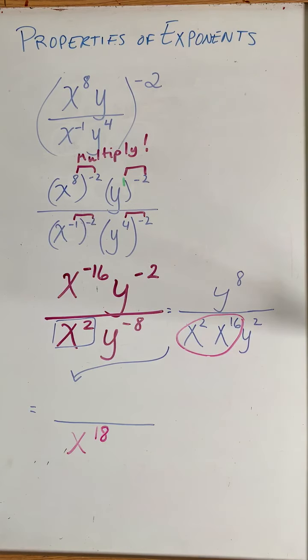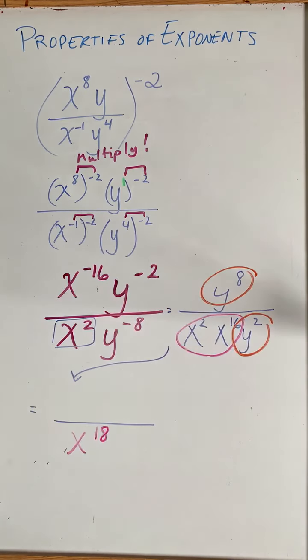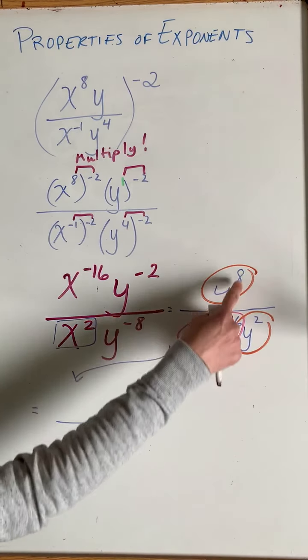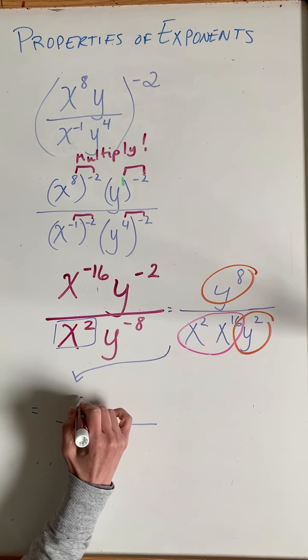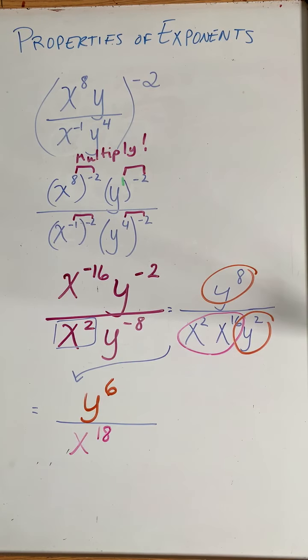And then to combine the y's, so we're going to combine these two now. And we're dividing those, right? And we said that when we divide powers, so that was our second property, divide powers with the same base, we are going to subtract our exponents. So that would become 8 minus 2, which is just 6. And that should be your final answer.